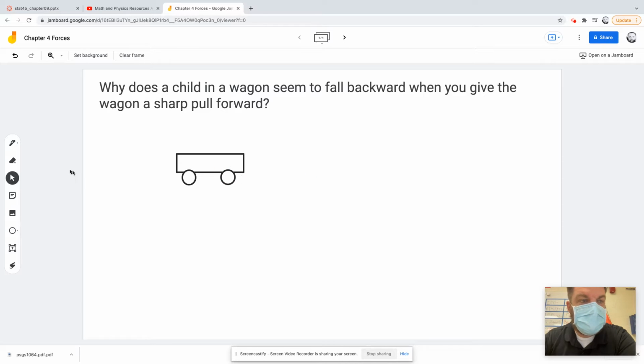Perfectly drawn wagon. And so when I take this wagon, and we'll draw a little kid here. Okay. If I pull this way, it's saying that the kid will fall backwards. Why is that? It says that it seems like he falls backwards.